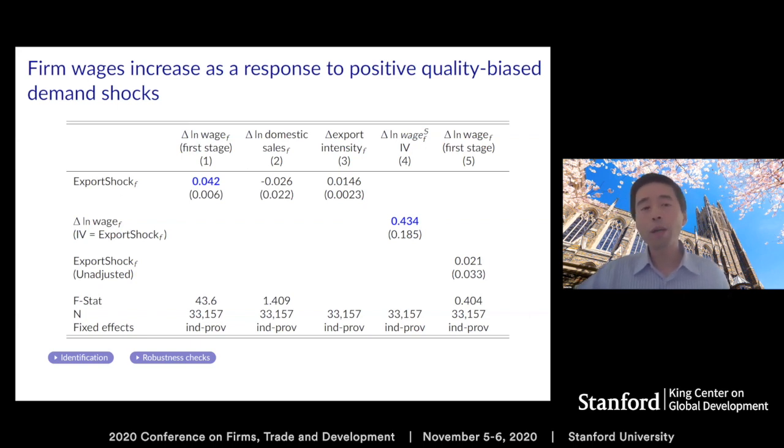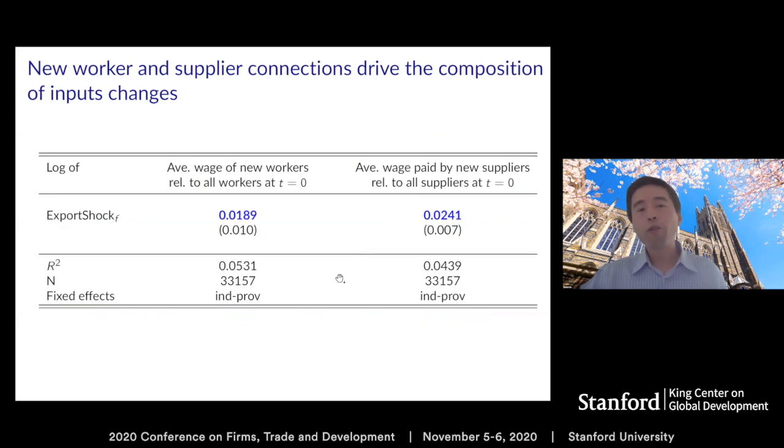I have to emphasize that income per capita is important. That's why we should interpret these exports as being quality biased. If you look at unweighted export shocks, they don't turn out to be very significant. And then, what constitutes the change of this? As I already mentioned, if we look at the average wage paid by the new suppliers relative to all the suppliers at the base period, a lot of that comes from the fact that firms have been actively adjusting to new suppliers who are paying higher wages.